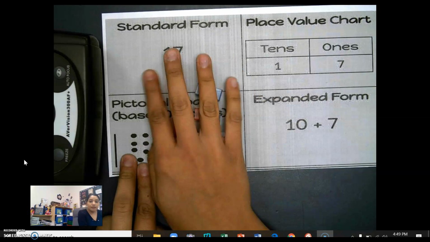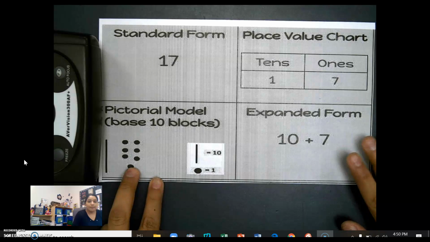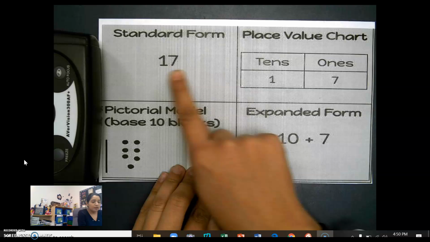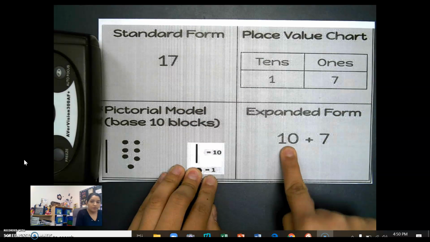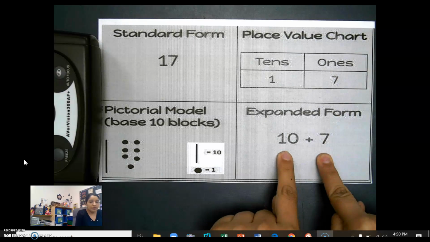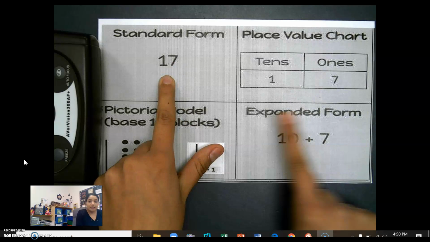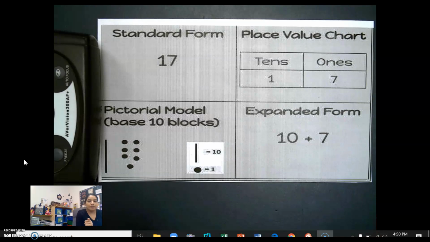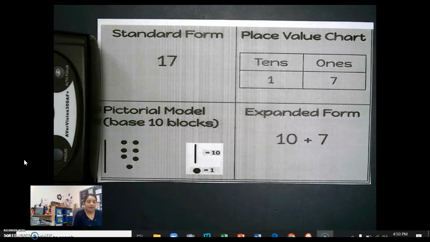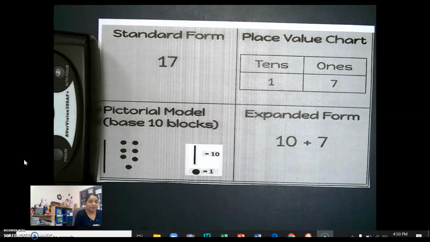Then for our expanded form, we are taking apart the number. So 17, we have 1 ten and 7 ones. So 10 plus 7 equals 17. Our expanded form is when we take apart the number. Yes? So this is our 4 square anchor chart.